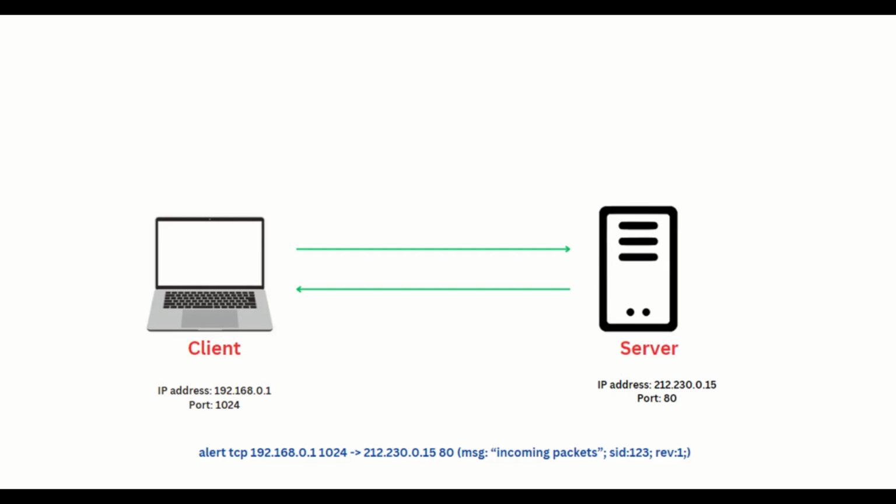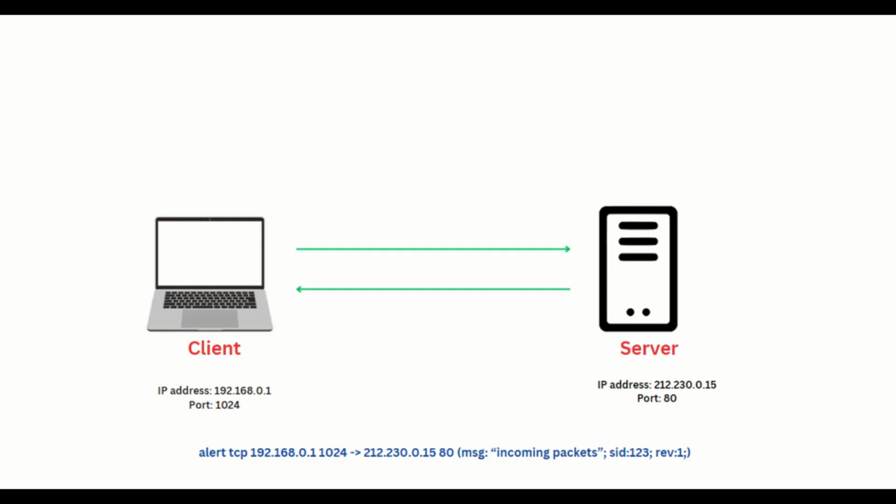So for the first rule, for outgoing packets from the client to the server, let's say you want to detect any TCP packets. The rule is: alert, that's the action, then the protocol TCP, then the source IP, which is the IP of the client, then the source port, which is 1024. Now look at the direction, which is the forward arrow, then the destination IP, which is the IP of the server, and any traffic directed to port 80 of the server, we want to alert on. I will give it a signature ID of 123 and a revision of 1.